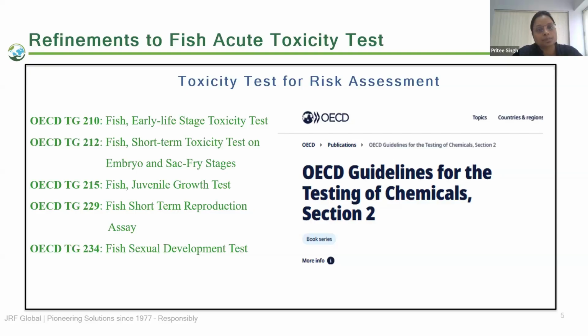Then OECD 234, that is the fish sexual development test. Here, newly fertilized embryos are exposed to the endocrine chemicals which affect the sex determination of the embryo. So, based on the vitellogenin content and secondary sexual characteristics or gonadal histopathology, the fish sexual development or the toxicity can be assessed.